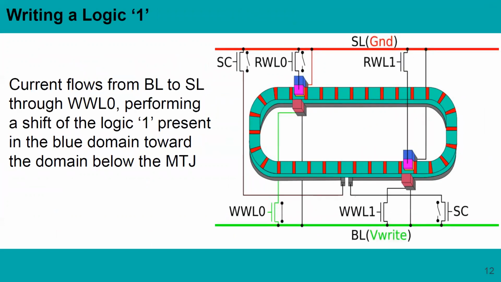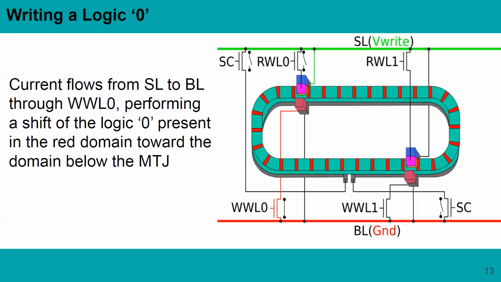To write a logic 1, SL and BL are connected to 0 and 1 respectively. In this way, current flows from BL to SL through the write wordline transistor, performing a shift of the logic 1 present in the blue domain toward the domain below the header. On the other hand, to write a logic 0, SL and BL are connected to 1 and 0 respectively. In this way, current flows in the other direction, that is, from SL to BL, through the write wordline transistor, performing a shift of the logic 0 present in the red domain toward the domain below the header.